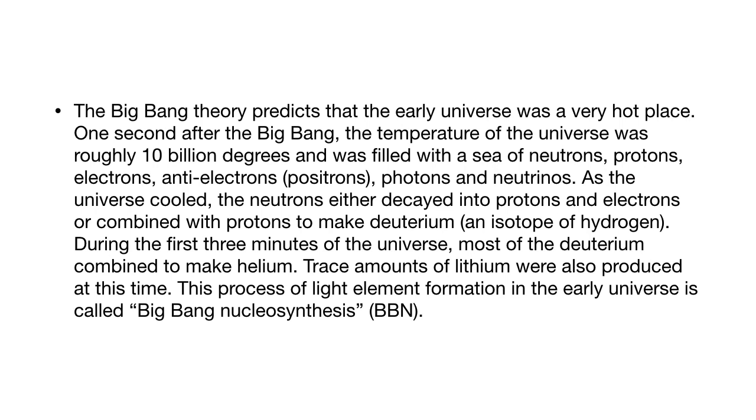As the universe cooled, the neutrons either decayed into protons and electrons or combined with the protons to make deuterium, which is an isotope of hydrogen. During the first few minutes of the universe, most of the deuterium combined to make helium. There will be a small trace of lithium. Lithium consists of 3 protons and 4 neutrons. They can combine to produce these kinds of elements.